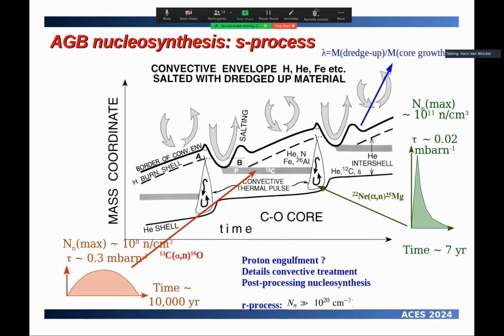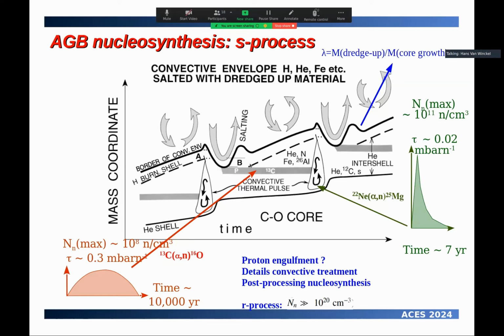I will focus on the nucleosynthesis, and so this is a graph that you're probably all familiar with. I just want to focus on a few things. This is the intershell, the time versus mass coordinate. Time is not linear because the interpulse phase is about 10,000 years, and the pulse itself takes about 10 years or so. Whenever there is a pulse, the hydrogen burning shell is switched off, and after the pulse, there is a phase in which you can dredge up material, so you bring enriched material to the surface, but also you penetrate protons into the intershell.